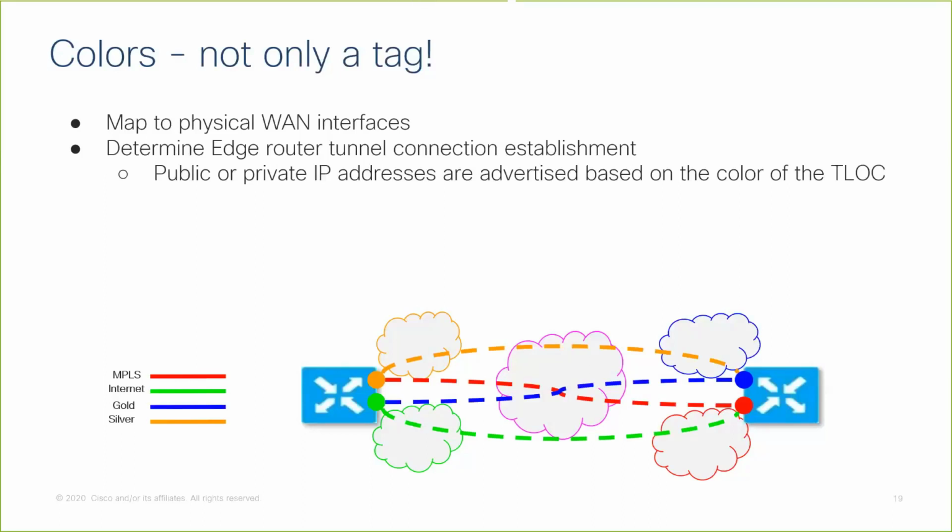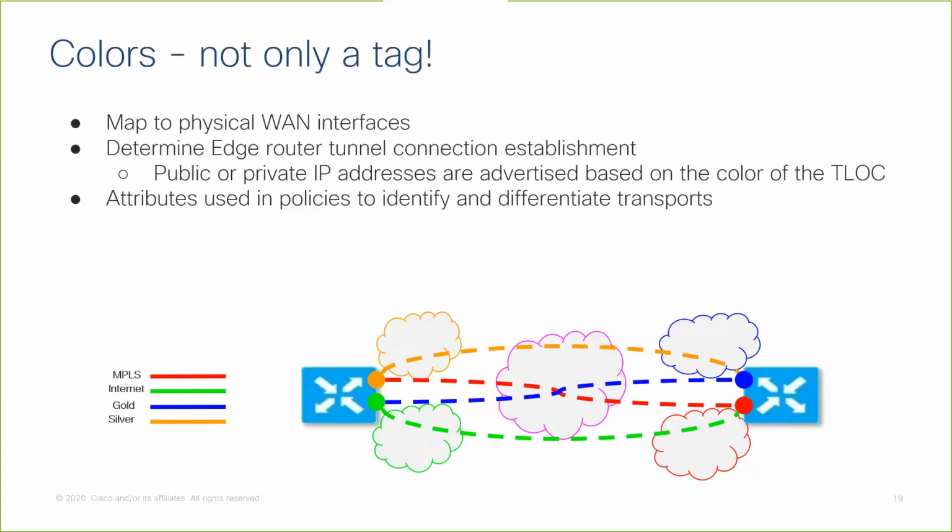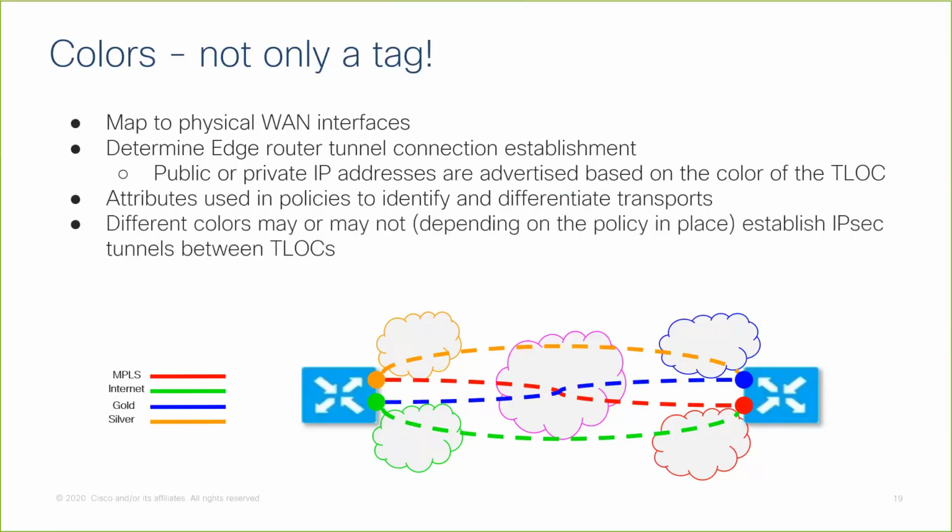And depending on what color you configure, we're going to use either the private or the public IP address to establish tunnels. So some of the colors are private and some of the colors are public. For example, a private color could be MPLS or private 1, private 2, and so on. And a public color could be biz-internet or red, green, gold, silver, and so on. And different colors, as I said, may or may not, depending on the policy in place, establish IPsec tunnels between different TLOCs. So here you have an example of 4 different TLOCs: MPLS, Internet, Gold, and Silver, where MPLS is a private one and the other 3 are public colors.